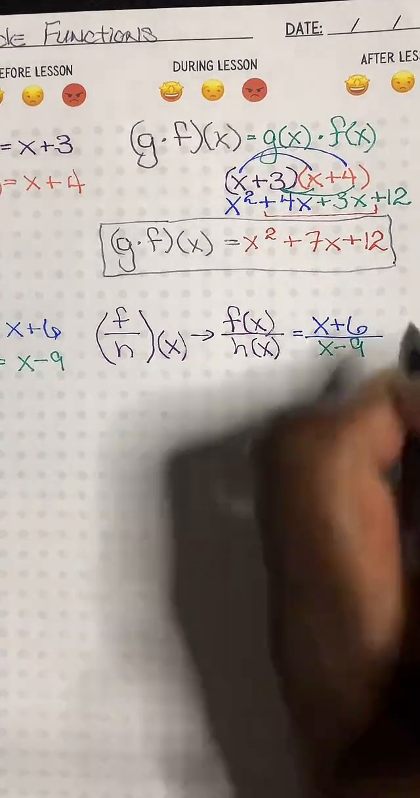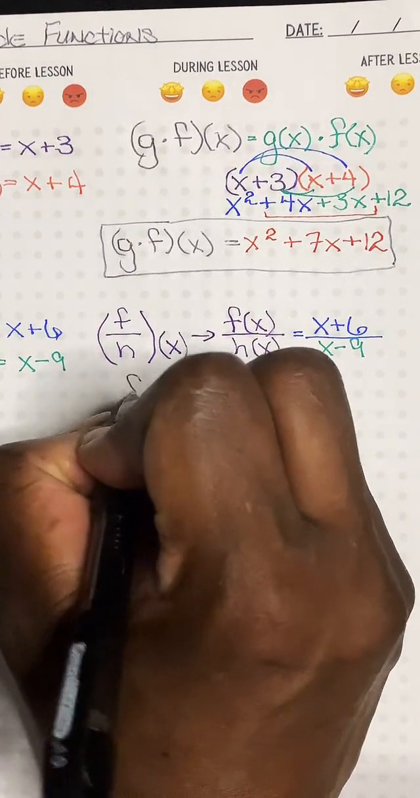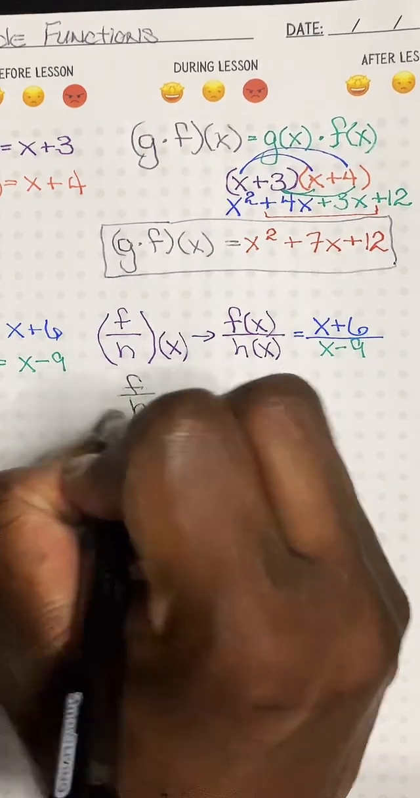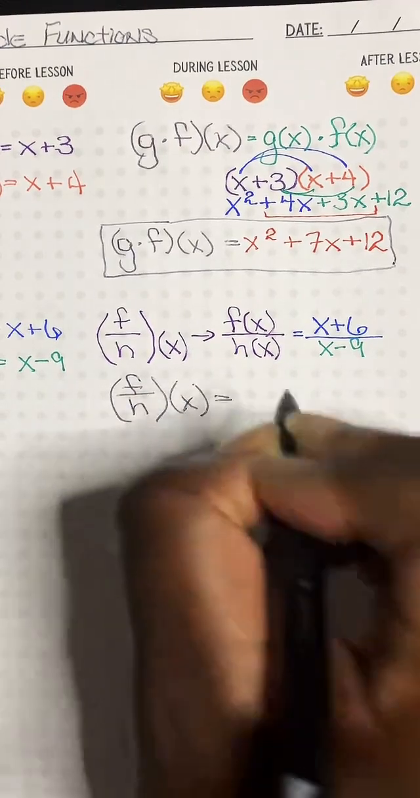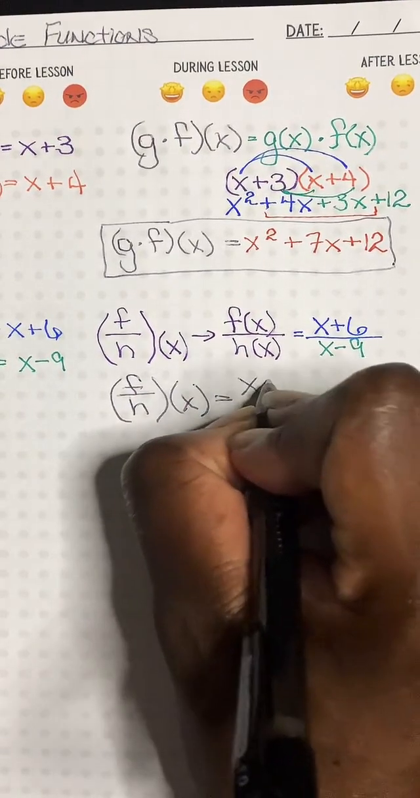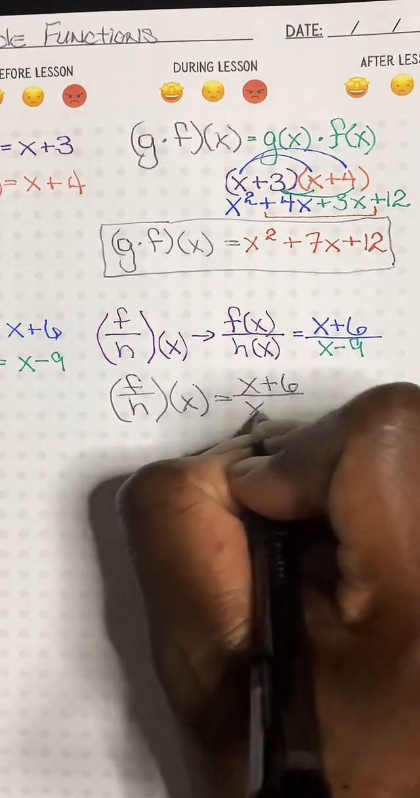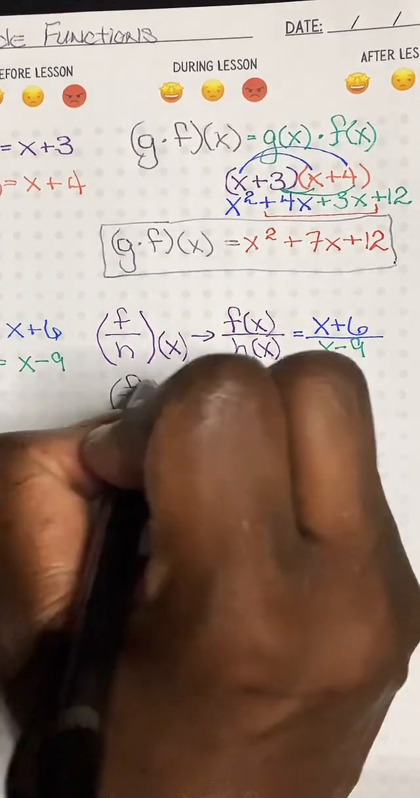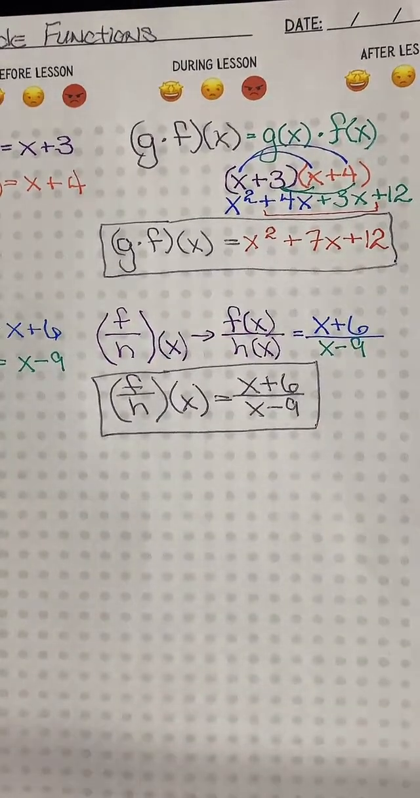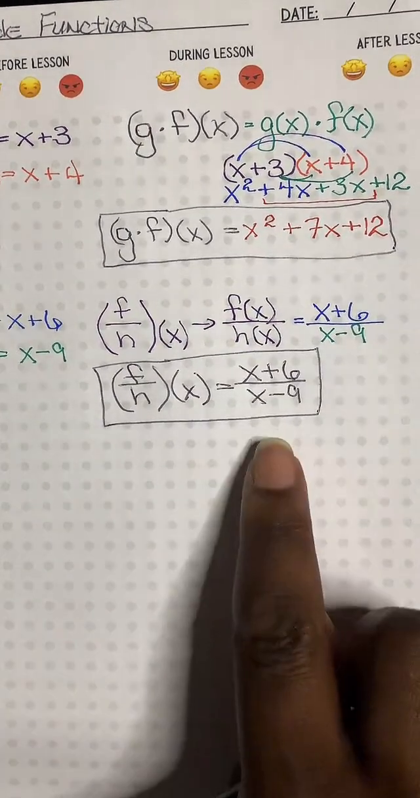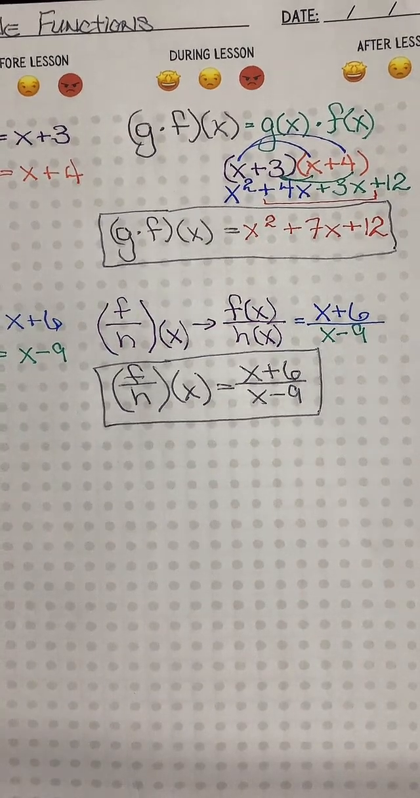So basically, this is your answer. So if I did f over h, my answer is going to be just that, x plus 6 over x minus 9. It cannot be simplified any further. If it was multiplication, yes, but it's not.